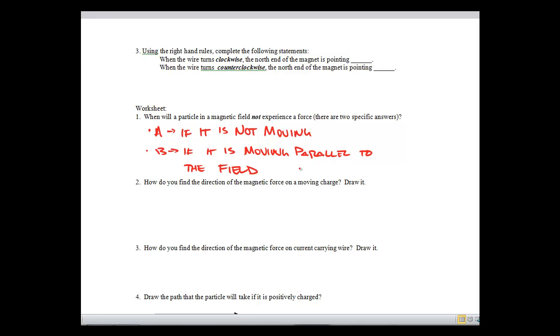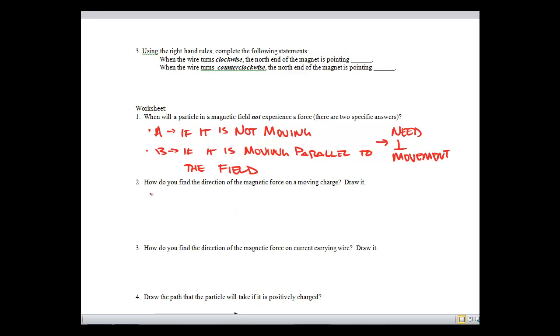When it's moving perpendicular, then we get a force. That's what we need. We are very interested. We need perpendicular movement. That's what we're all about. How do you find the direction of the magnetic force on a moving charge?